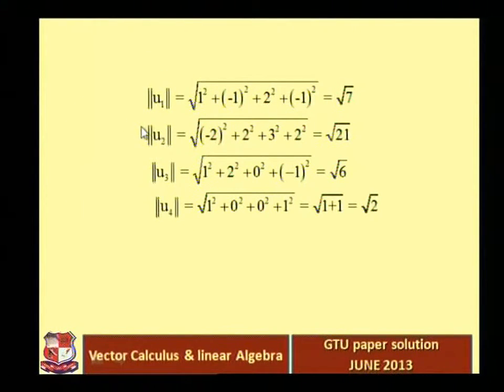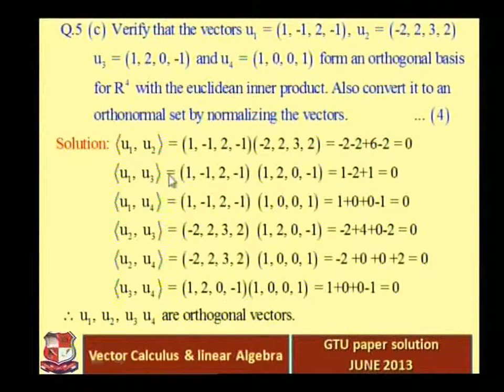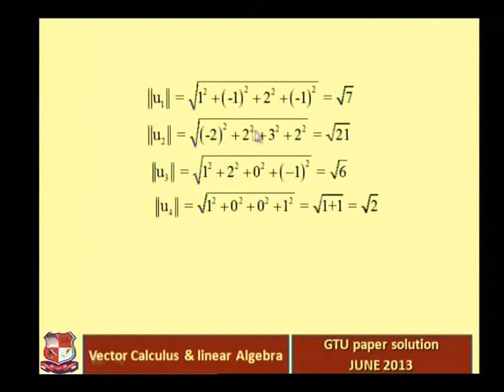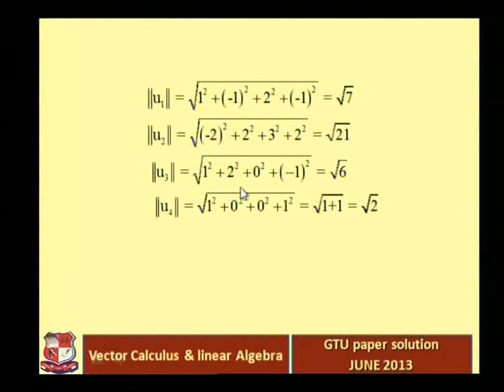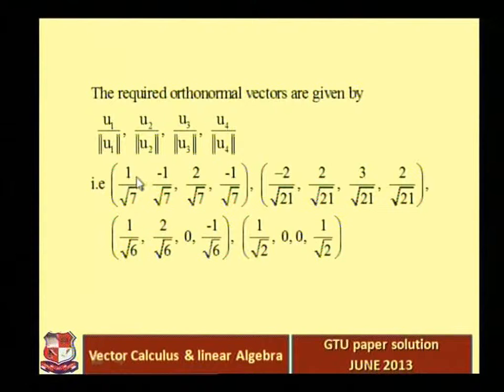When we divide by its norm, u1 is (1, -1, 2, -1), and norm u1 is under root 7. So u1 upon norm u1 is 1 upon under root 7, minus 1 upon under root 7, 2 by root 7 and minus 1 by root 7.